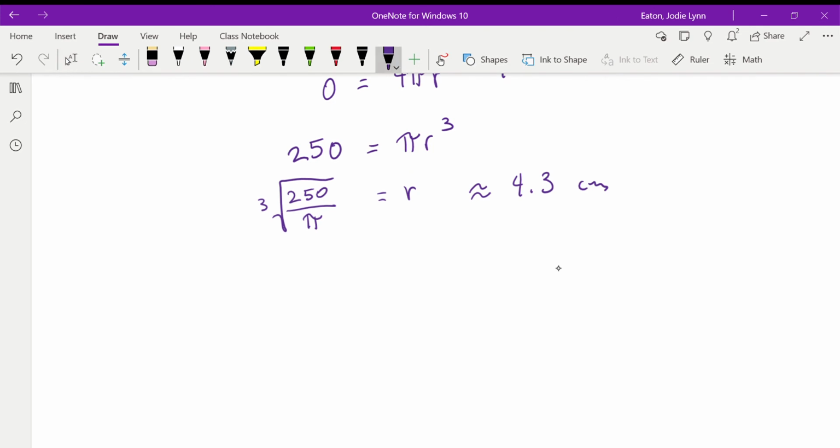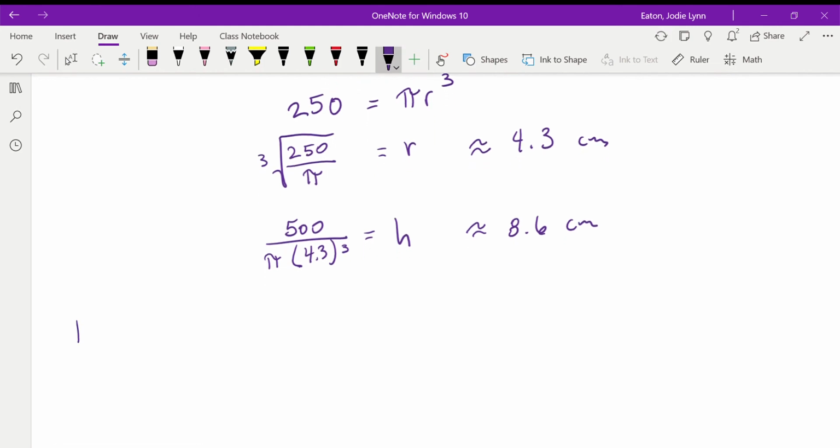And 500 over pi times 4.3 squared will give us the height, which is approximately 8.6 centimeters. So it's about double the radius.